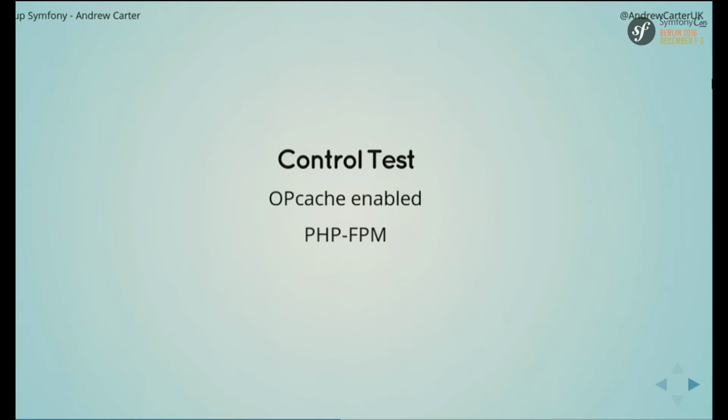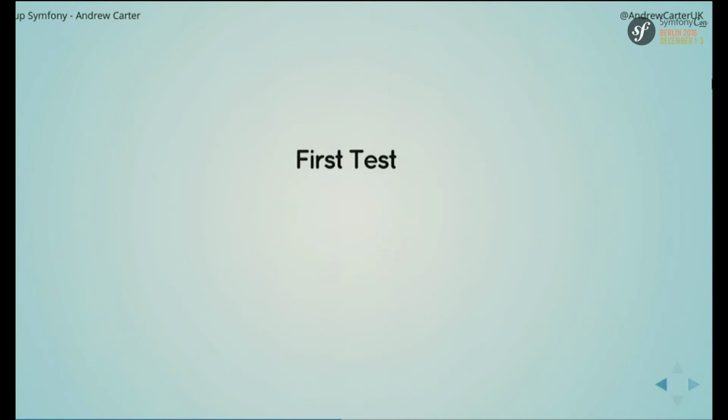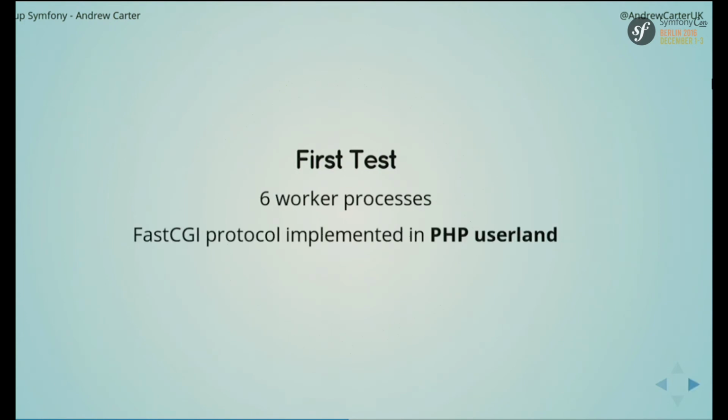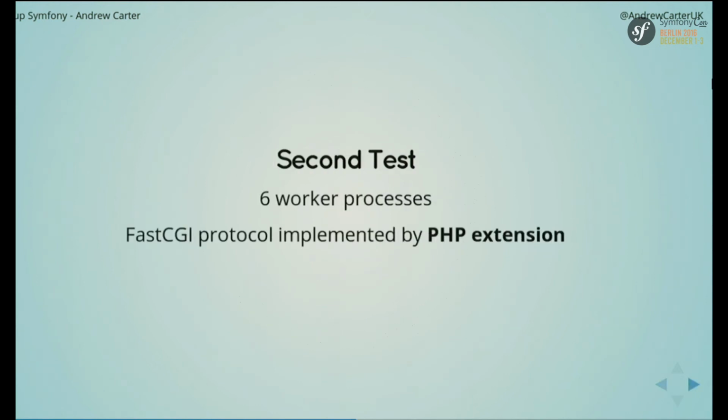And PHP-PM. What I tried to do was make this application as fast as I could without using any other techniques. The first test that I used had 6 worker processes with the FastCGI protocol implemented in PHP userland. What that means is that the FastCGI server is the version that's written in PHP. There is also an experimental extension, which I tested. It uses a FastCGI extension, which I wrote, which binds into the FastCGI C library and does all that processing in C, which is a lot quicker.